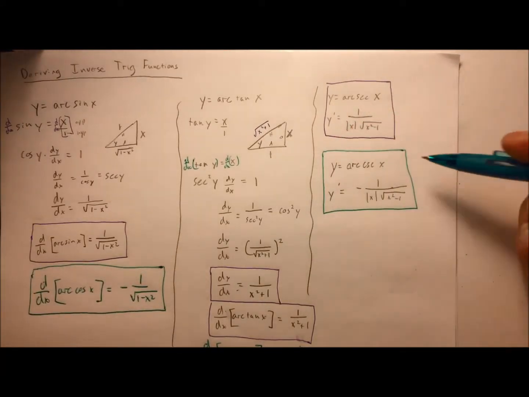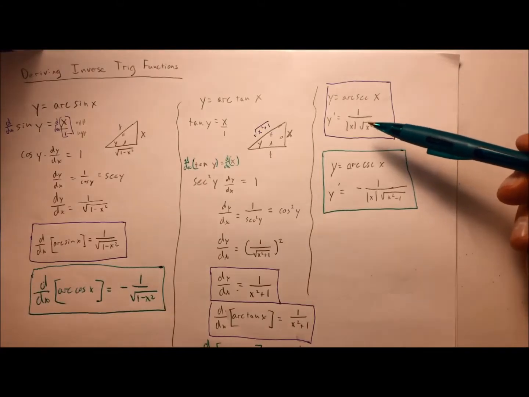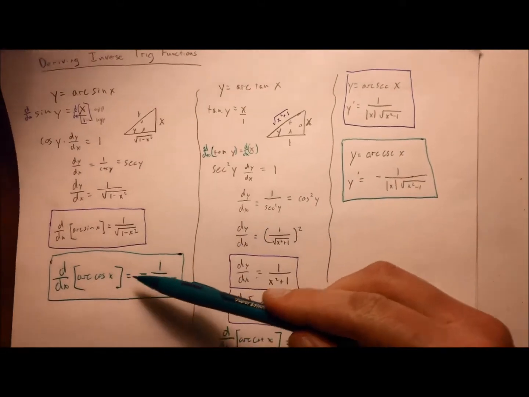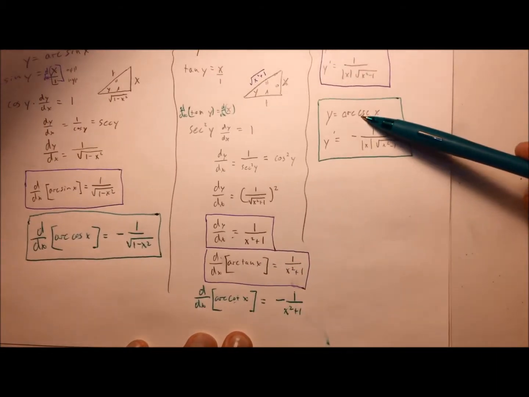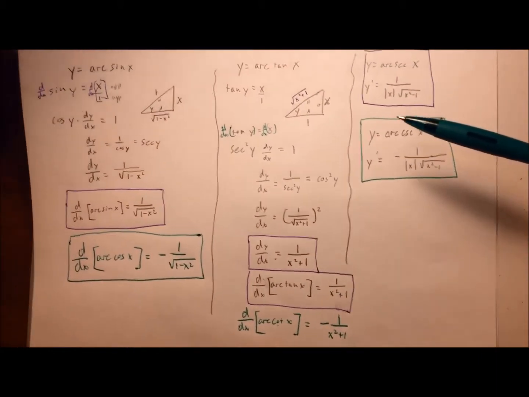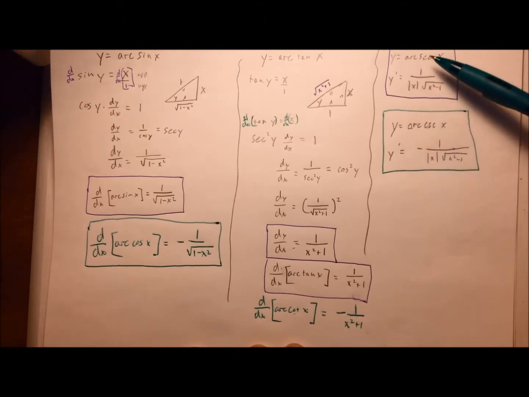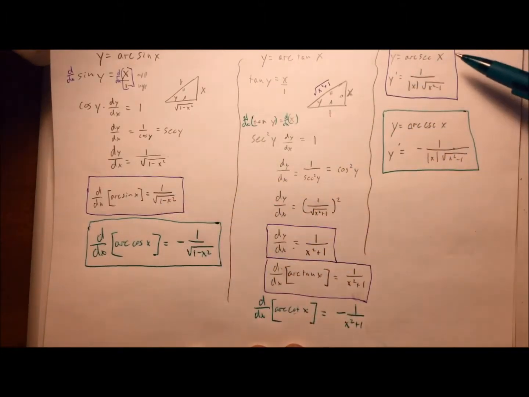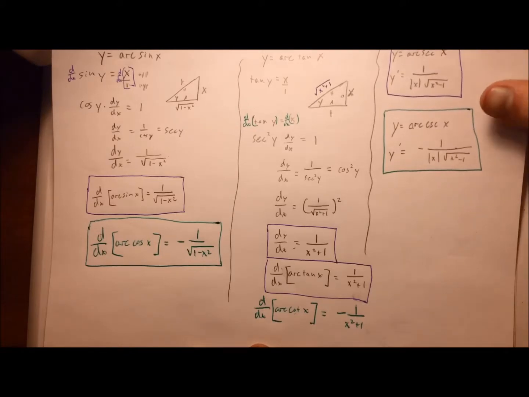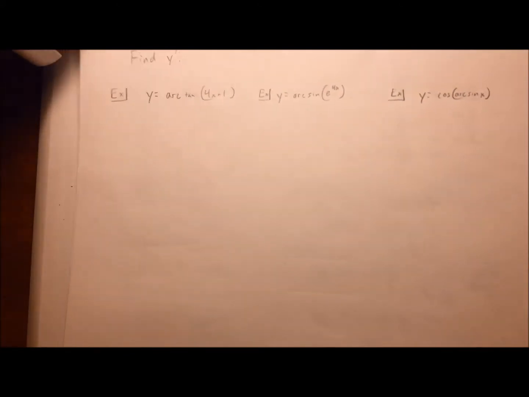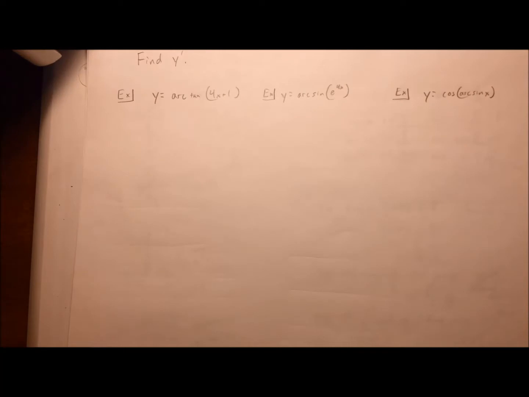So anytime you're dealing with the cosine, cotangent, or cosecant, the derivative is the same as the other one, only negative. It's just the opposite. All right. So now that we know these derivative formulas, we can use them and actually find the derivative.